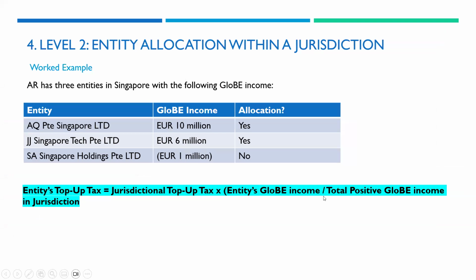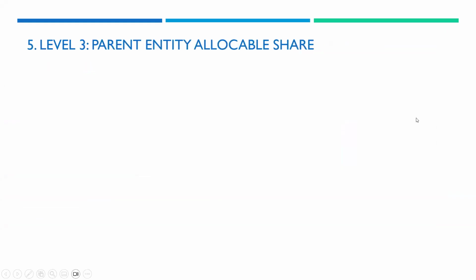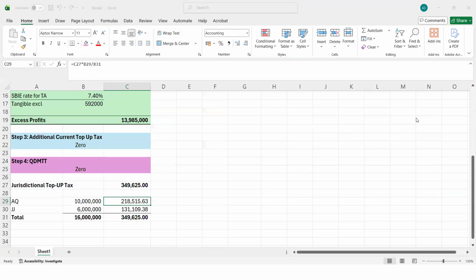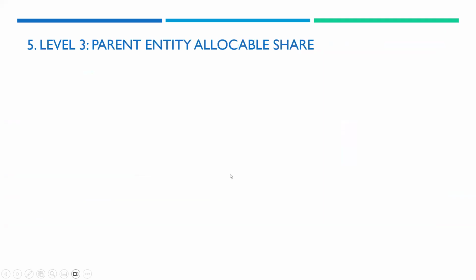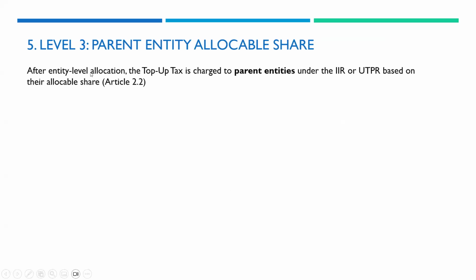Yeah, this was the formula which we use. First is jurisdictional level, then there is entity level. Why we are doing a jurisdictional level is because 15% has to be paid per jurisdiction. That's one. Okay, so then this 349 will just go to the parent entity. Parent may be IPE or UPE or POPE based on the circumstances. You know what circumstances each will apply, so I'm not going there. But after entity allocation, the top-up tax is charged to parent entities.